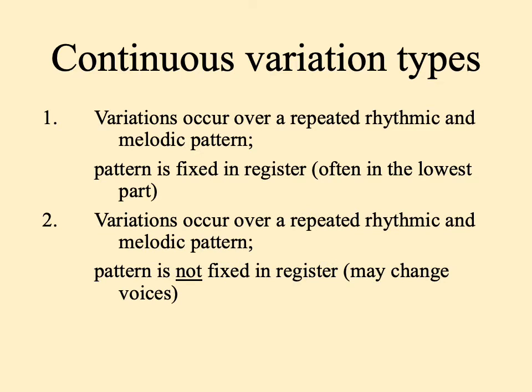So this second type we're talking about, it's similar to the first. It's got a repeated rhythmic melodic pattern. But in the first, we're talking about that rhythmic melodic pattern staying in the same place. It's always the lowest part, or it's always the highest part. In this second type, that repeated rhythmic melodic pattern can change places. It can move. Sometimes it might be the lowest part, but sometimes it might be the highest part. So it can move around.